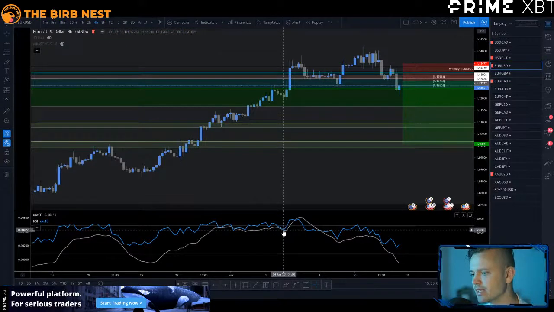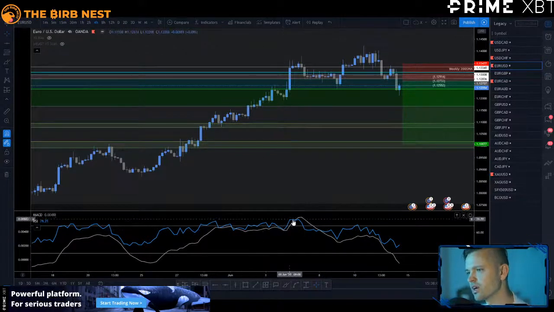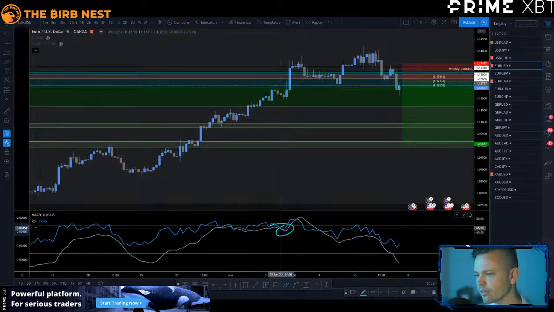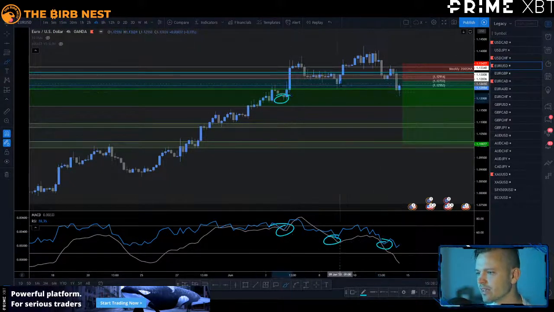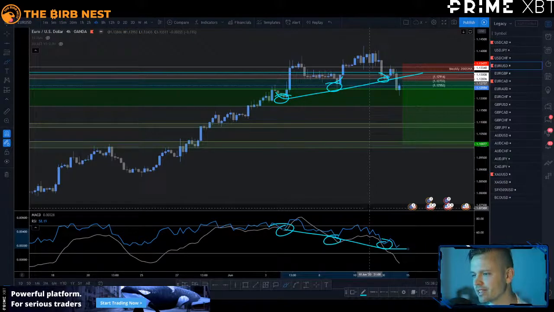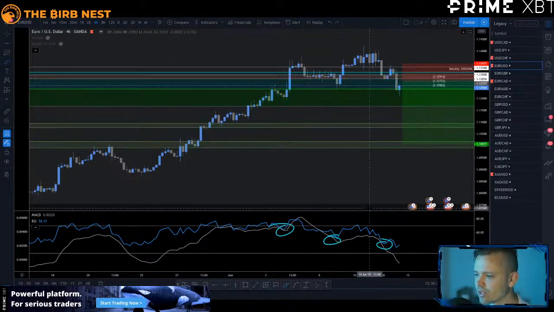The divergence on the 4-hour started all the way here: a high, higher high, and a higher high, with a low, lower low, and a lower low. So you get a pretty clear bearish divergence on the 4-hour and the MACD. That's a signal to go short, right?